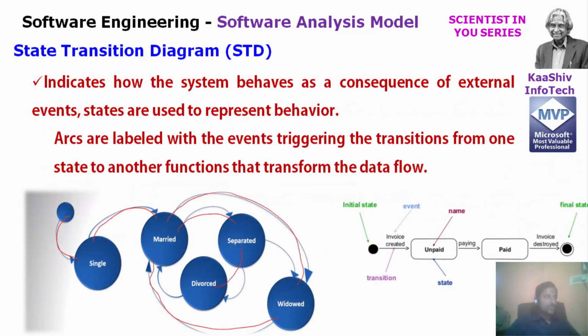The next one is the state transition diagram. It shows the current state of your particular process. You are able to see the initial state, where the invoice is created. I went to a shop to buy some products, so an invoice is created. The invoice is an event and created is a transition. Now it is unpaid. Once it is paid, you move to the paid state. So there is the unpaid state, the paid state, and the invoice is destroyed, which is your final state. This is referred to as the state transition diagram.